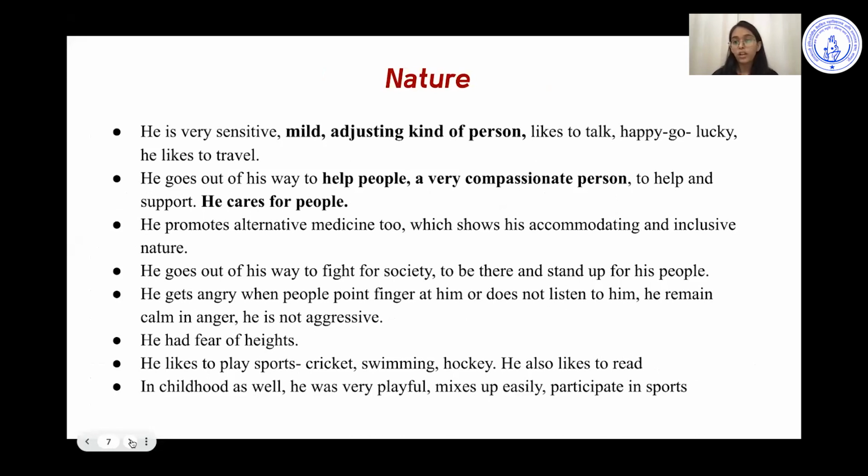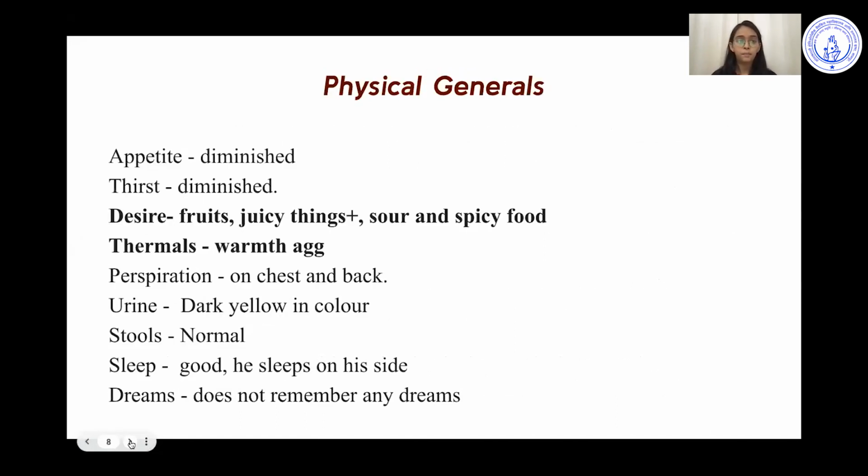He has good relations with everyone in and around his family, in his society, with his colleagues and his staff. And he also promotes alternative medicines. He cares for people a lot. And in childhood also, he was a very mild and very friendly person. He liked to play sports a lot. He would gel up with everyone. So his basic nature was a very compassionate, very mild person.